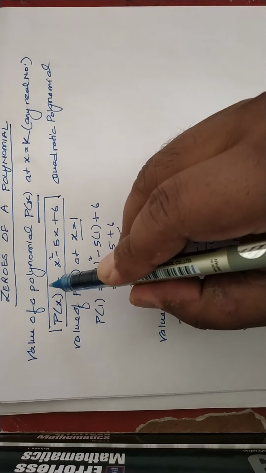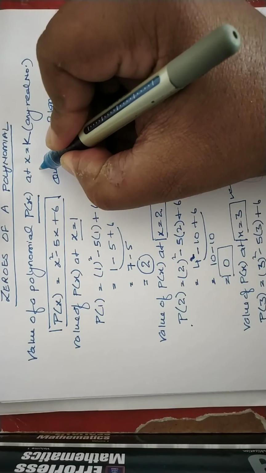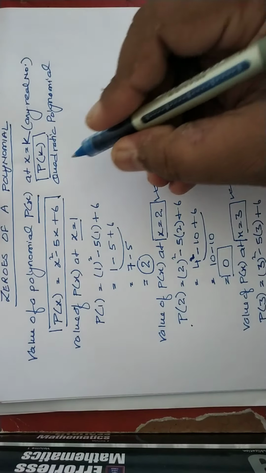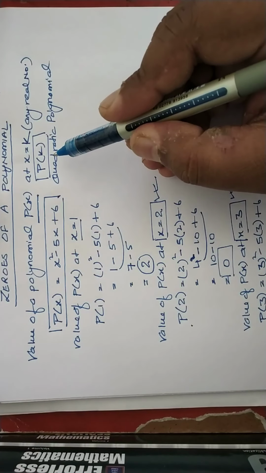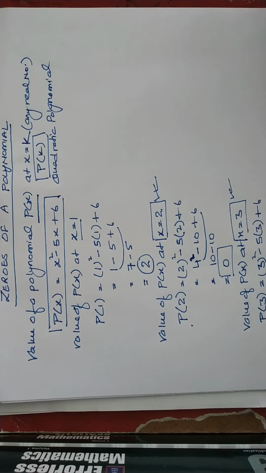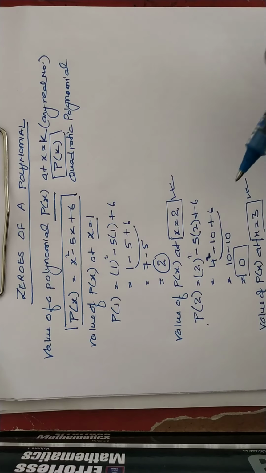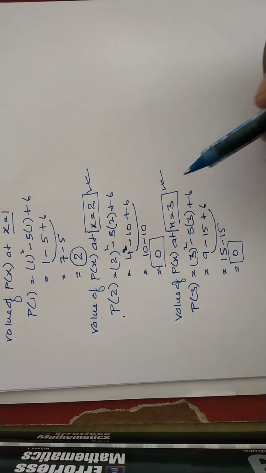So what we want to say is the value of a polynomial p(x) at x equal to k is actually denoted by p(k), and if you replace x by k in the expression of p(x), you will get the value of the polynomial p(k). So from here we have come to the definition of zeros of a polynomial. That means those values of x for which the polynomial p(x) reduces to 0, such values of x are said to be the zeros of this polynomial.